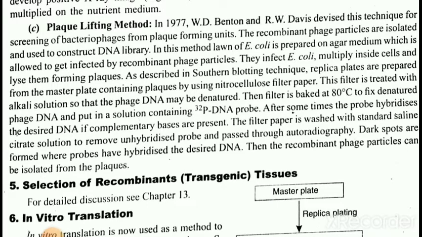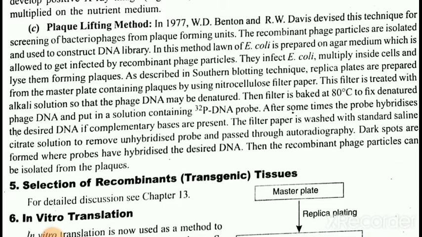paper. This filter is treated with alkali solution so that the phage DNA may be denatured. Then filter is baked at 80°C to fix denatured phage DNA and put in a solution containing 32P probe. After some time the probe hybridizes the desired DNA if complementary bases are present. The filter paper is washed with standard saline citrate solution to remove unhybridized probe and passed through autoradiography.